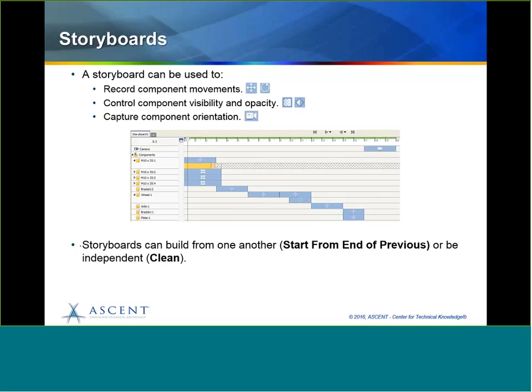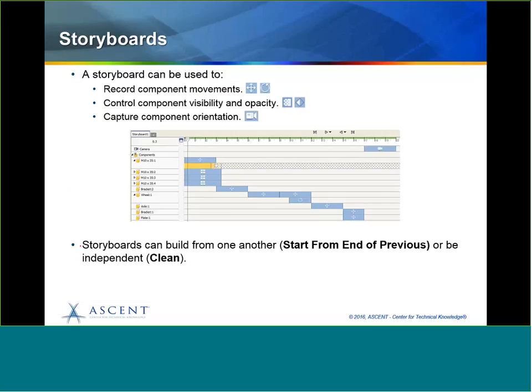So in terms of storyboard, we're going to start with animation. That's that bottom section of the interface. What you can do with an animation is create movements. Those movements can be pulling components apart linearly, so with a translational type movement, rotationally as well. So let's say you're unscrewing a screw, you can rotate it out. Rotating a wheel, those types of things. So basically, you have those two movements that you can use.